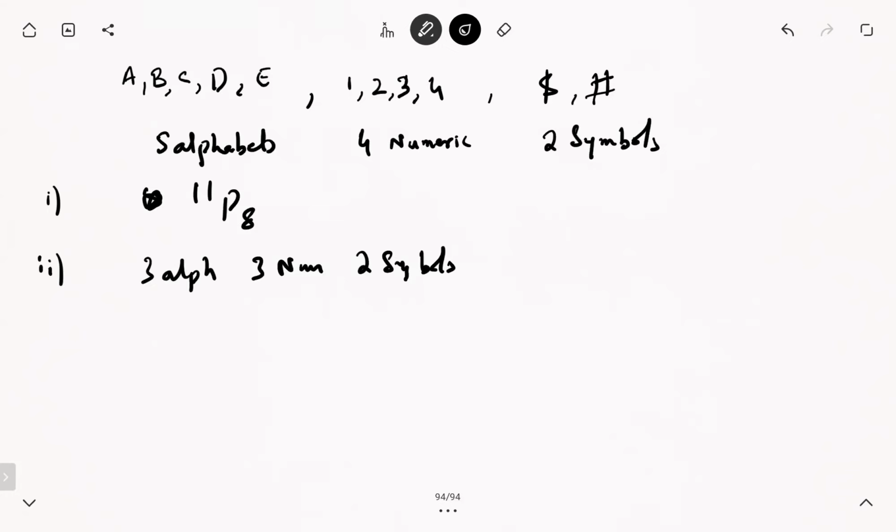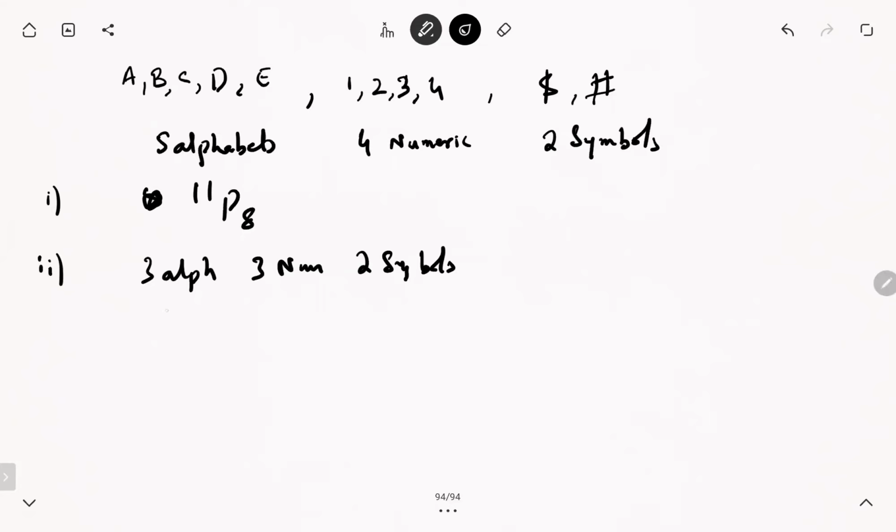Sir, 5C3, 3C4, sorry, 4C3. You are applying combination. Yes sir, we will add. Do we have to apply combination here? Oh no, permutation will come, sir, sorry. It is permutation, and you said we will add.